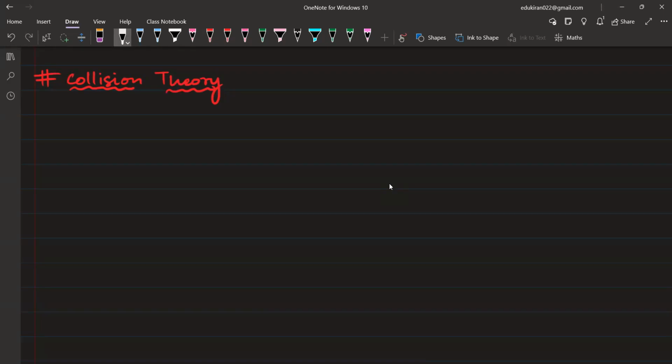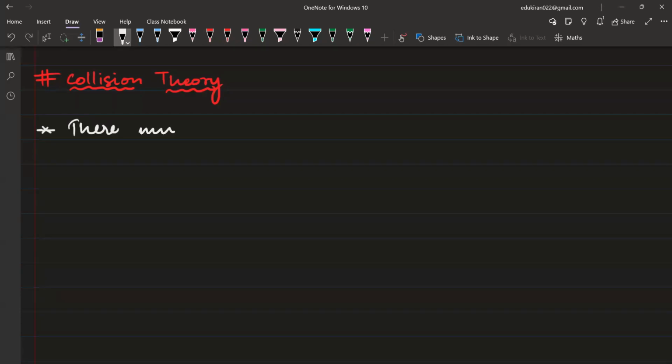Now, what does collision theory say? Collision theory says that collision between the reactant molecules should be taking place for the reaction to occur. It basically explains how the reaction is occurring and what are the factors that would determine the rate of reaction. Okay. So, what does collision theory say? Please write this with me.